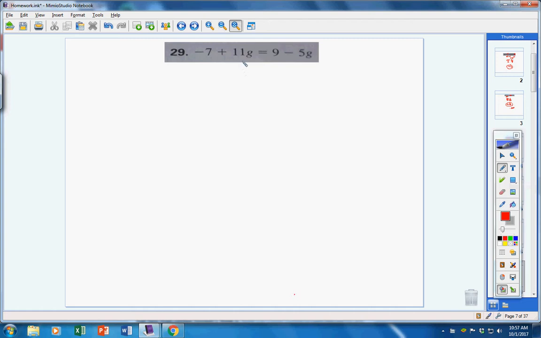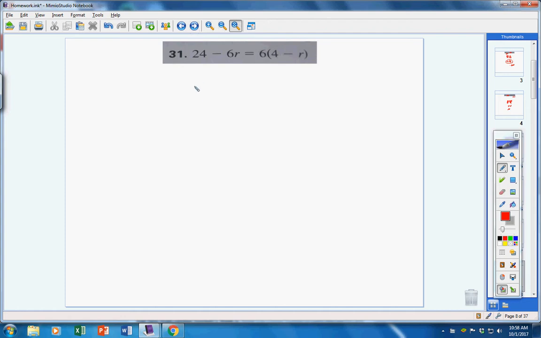Simplify both sides of the equation. Nothing I can do there. Eliminate fractions. There are none. Let's move the variable terms to one side and the constant terms to the other side. And we get 16g equals 16. Divide both sides by 16. And 16 over 16 is 1. Alright? So the answer to number 29 is 1.